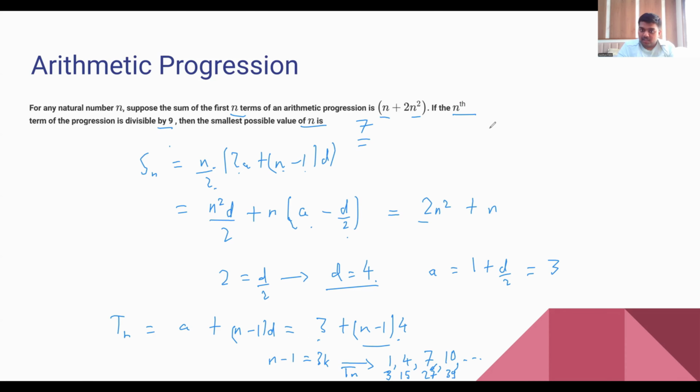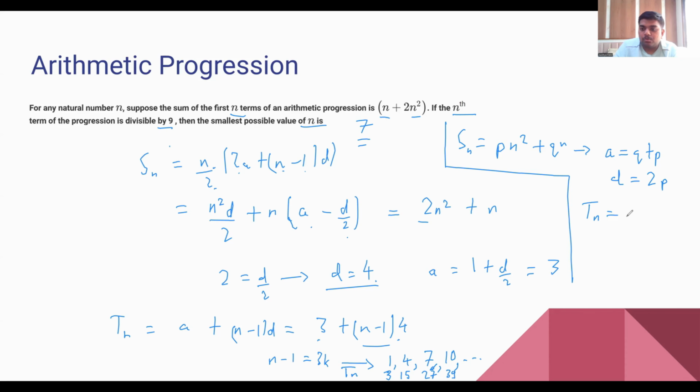But had you known one thing, then you could have solved this question in 30 seconds only. And what is it? It is the third property of AP. So if we are given the summation in the form of Pn square plus Qn, so Sn is equal to Pn square plus Qn, then we can say that A is equal to Q plus P, D is equal to 2P, and Tn is equal to P into (2n minus 1) plus Q.